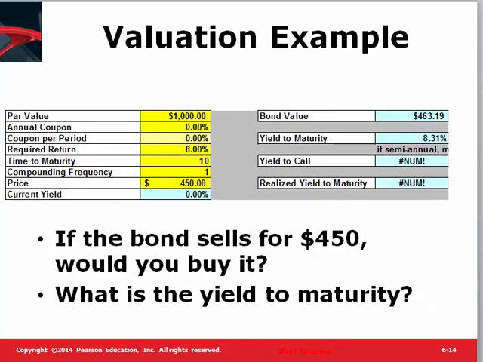What if this bond, this is a zero coupon bond, what if it was selling for $450? Would you pay $450 to get something that you thought was worth $463? And of course you would. The required return's 8%, and if you actually paid the $450, you would earn 8.3%. So in this case, this bond has more value, more benefit than what it costs to buy, and it's going to give you a higher rate of return than you want based on the assumptions that we have about risk.